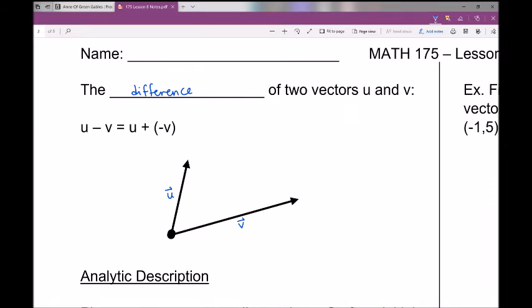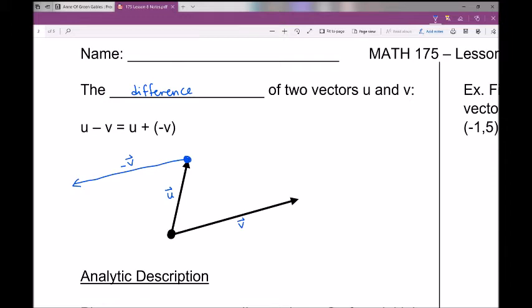Okay, now to find the difference, what we need to do is think about the opposite vector to v and then add it to u. So if we think about the opposite vector of v, it would be a vector with the same magnitude as v, but going in the opposite direction. And we would write this, if we were going to use this geometric tip to tail method, we would put our initial point at the terminal point of u, and this would be negative v.